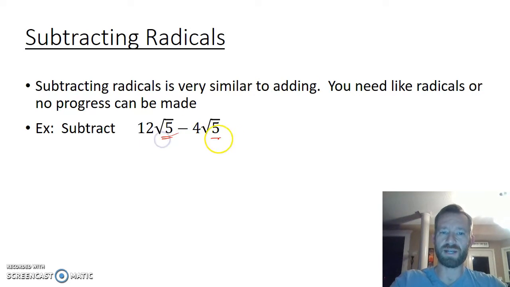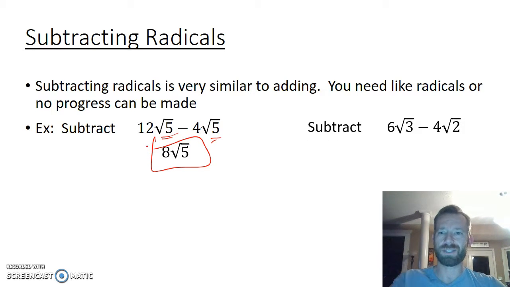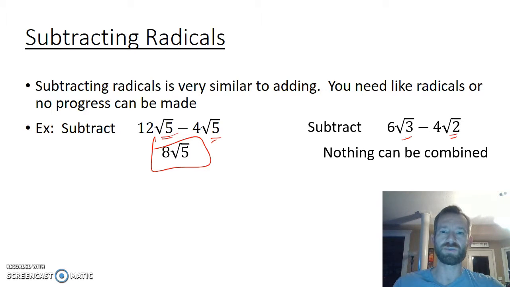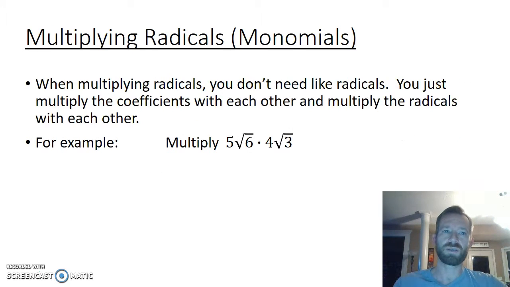So here we have like radicals. We'll go ahead and subtract. Boom, problem's over. Move on. Next one. You see this one, you don't have like radicals and you can't even do anything. You can't get there. So we'll just have to leave it and we'll say nothing can be combined. So we're done on that problem.